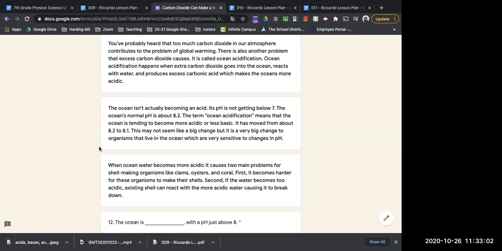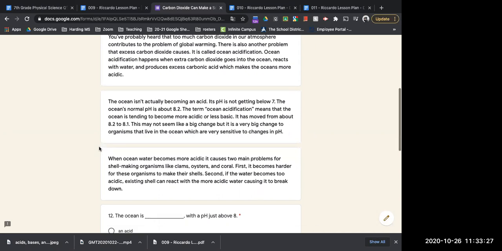The ocean isn't actually becoming an acid. Its pH is not getting below 7. The ocean's normal pH is about 8.2. The term ocean acidification means that the ocean is tending to become more acidic or less basic. It has moved from about 8.2 to 8.1. This may not seem like a big change, but it is a big change to organisms that live in the ocean, which are very sensitive to changes in pH.